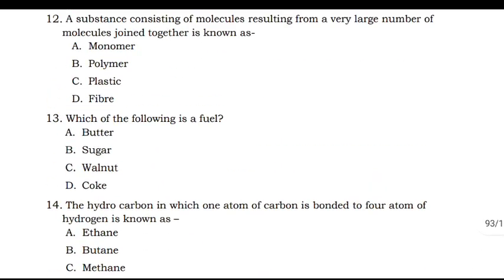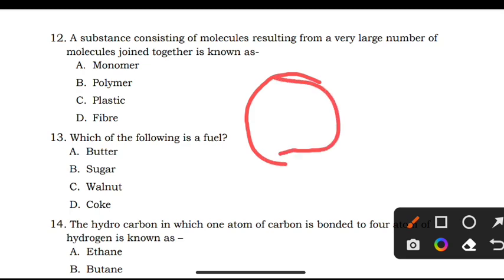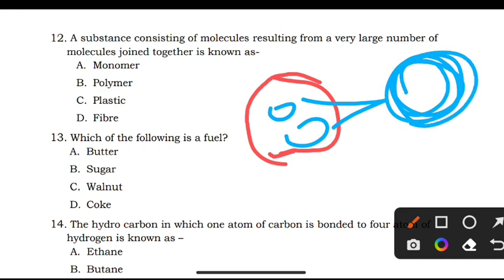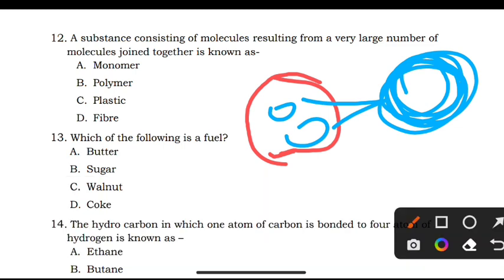So move forward. Question number 12. A substance consisting of molecules resulting from a very large number of molecules joined together is known as. When a substance consists of molecules, let's suppose a substance which consists of some molecules, let's change the color, here are the molecules, resulting from a large number of molecules joined together is known as. And when these two molecules combine to form a large molecule, that molecule is known as monomer, polymer, plastic or fiber. So here option B will be the correct answer, polymer.